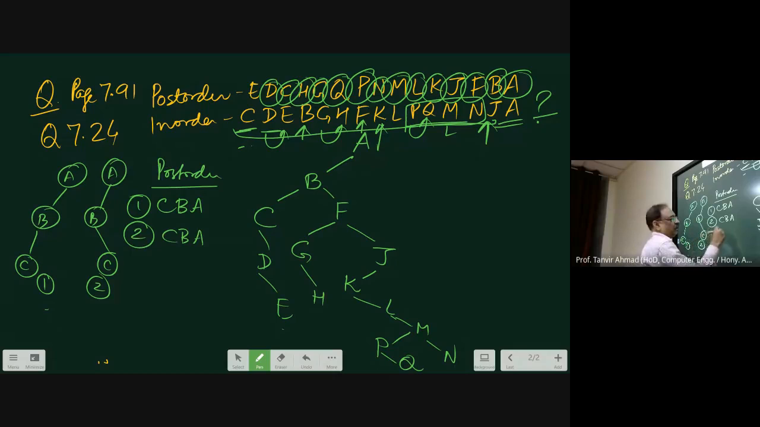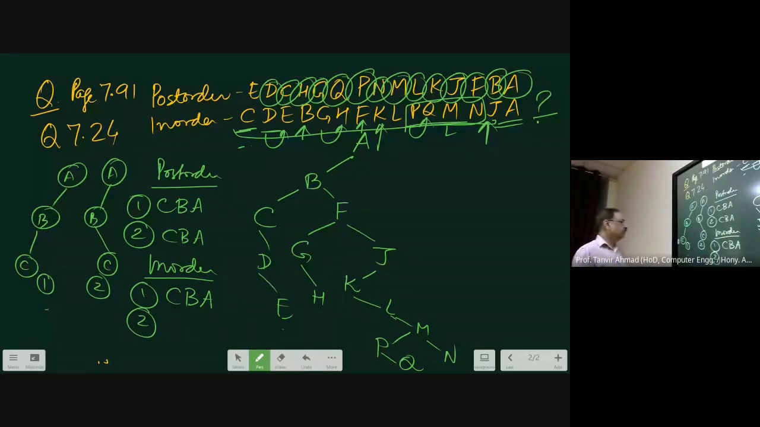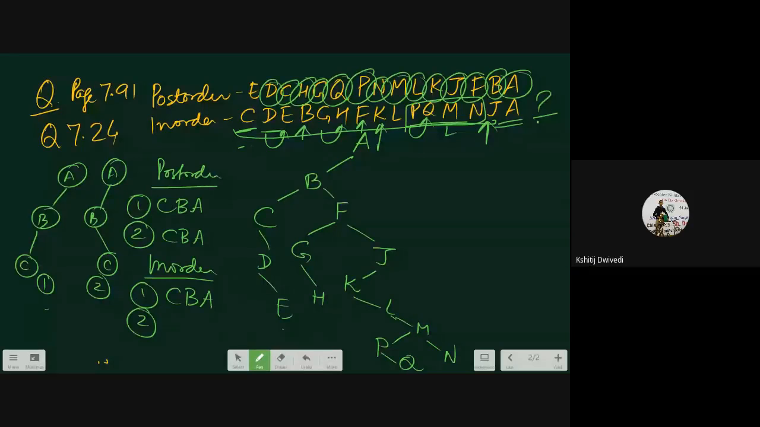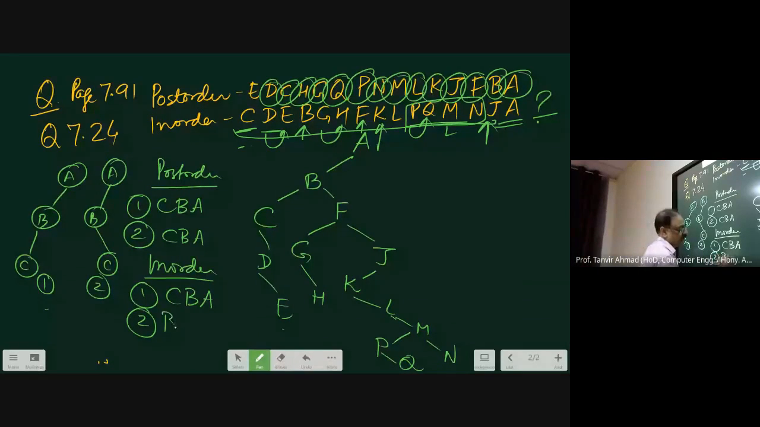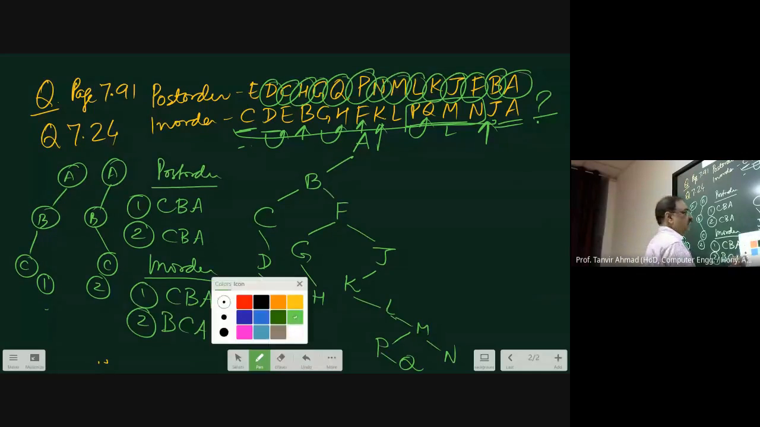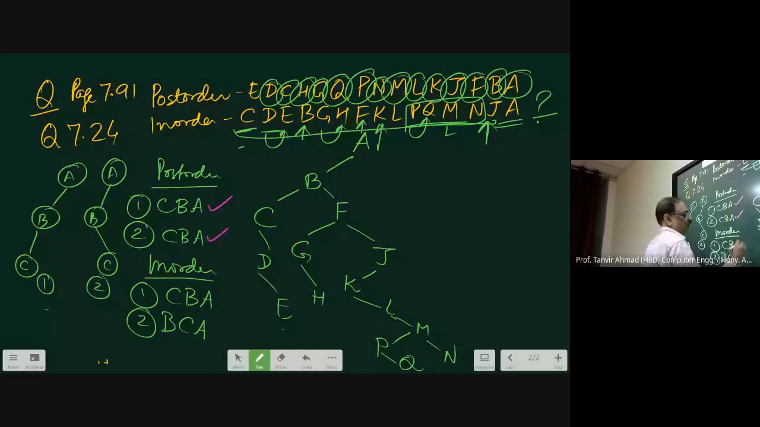But you just take the in order. For the first tree, it is CBA. For the second tree, it is what? It is BCA. Sorry, correct, BCA. Now you see, these two are the same, but these two are not the same.